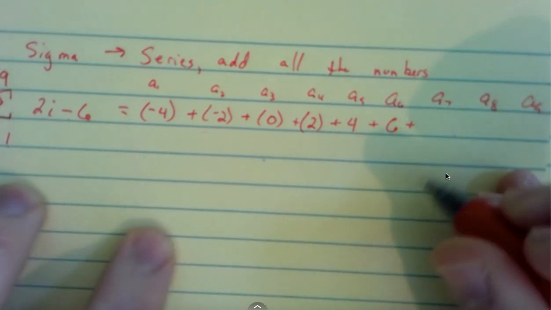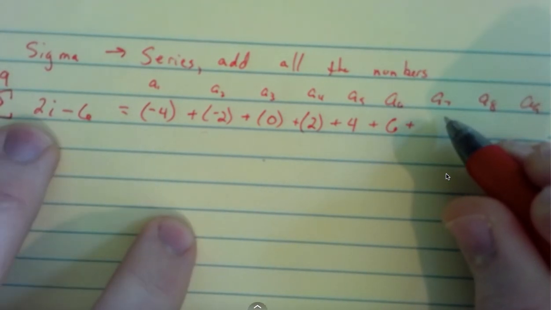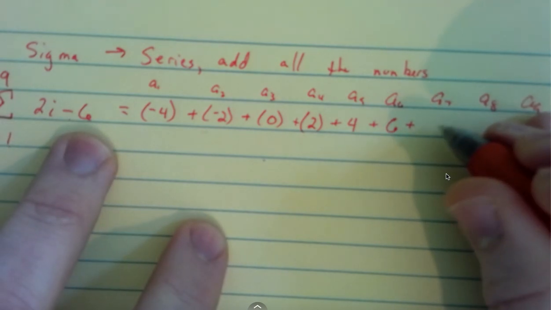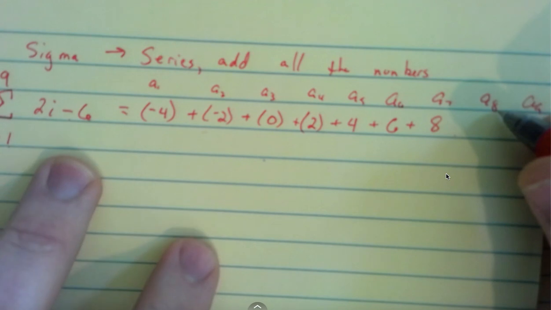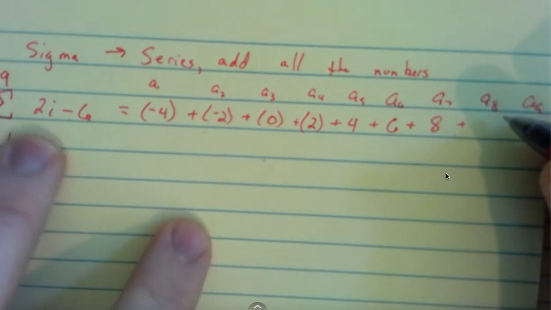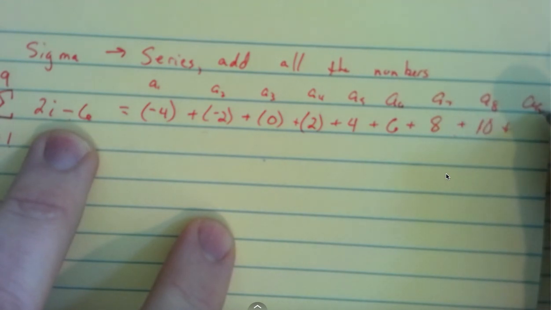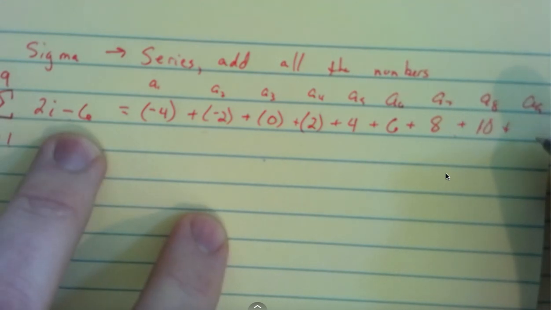So now here, if I plug in 7, 2 times 7 is 14. 14 minus 6 is 8. I'm going to plug in 8. 2 times 8 is 16, minus 6 is 10. And I'll plug in 9. 2 times 9 is 18. 18 minus 6 is 12.